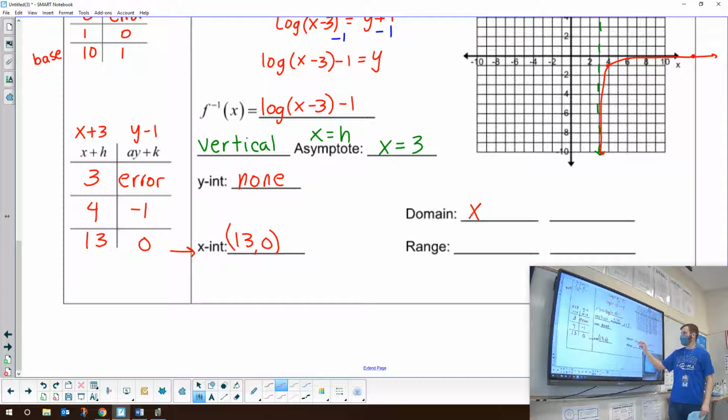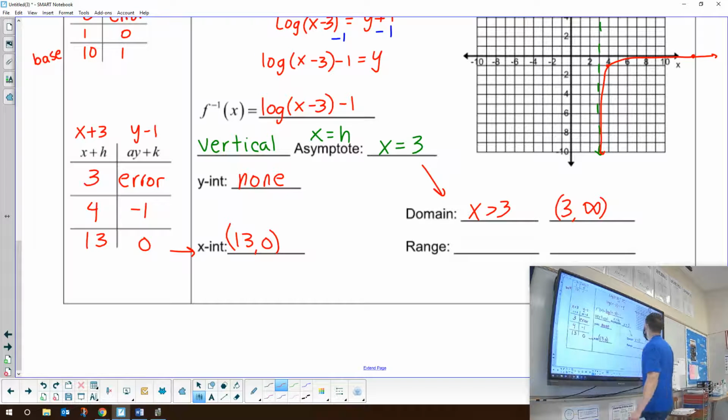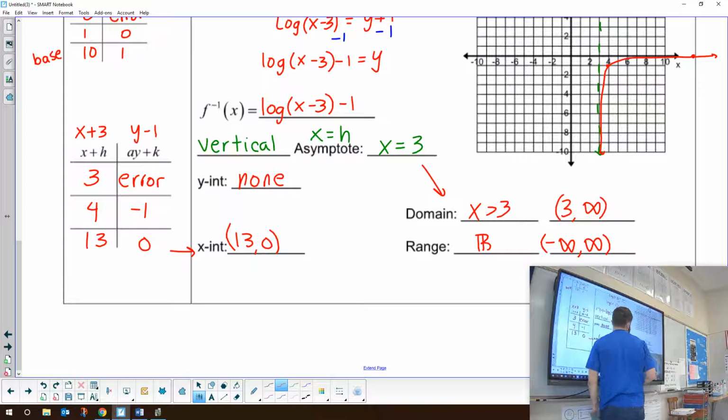And so we're going to say it's greater than my asymptote there, so it's going to be greater than 3. So it's going to be 3 to infinity. And my range, it doesn't look like it, it looks like it stops right here, but it technically is going to keep going up forever. So my range, my up and down, is going to be all real numbers, negative infinity to positive infinity.